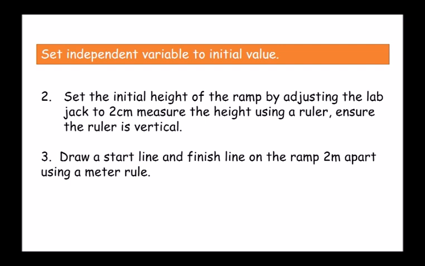We would also, in this step, set other things that need to be set. So in the case of this experiment, we want to keep the control variable of the length that it runs down the ramp the same. So we draw a start and finish line, measure 2 meters apart, before we start on to the next part.